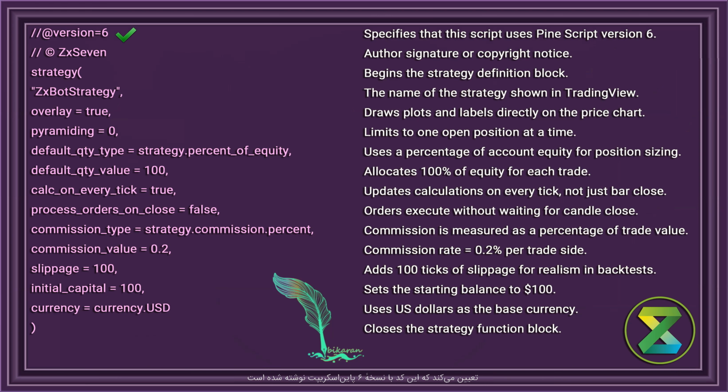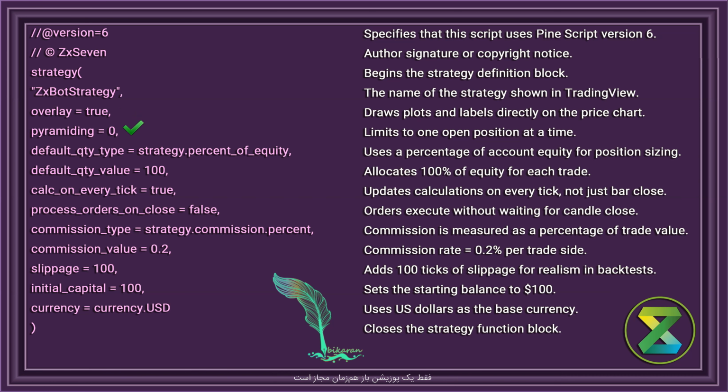Specifies that this script uses PineScript version 6. Author signature or copyright notice. Begins the strategy definition block. The name of the strategy shown in TradingView. Draws plots and labels directly on the chart.